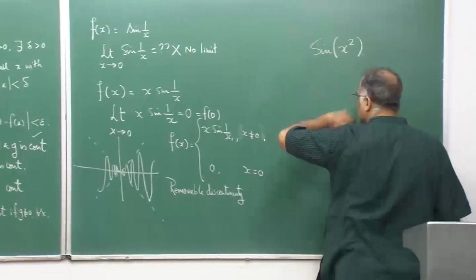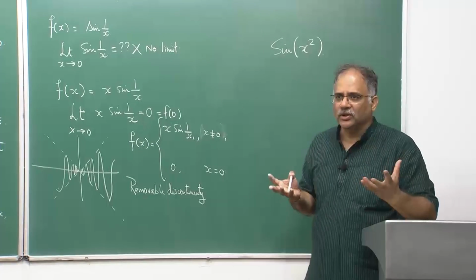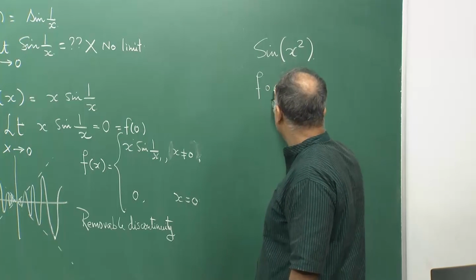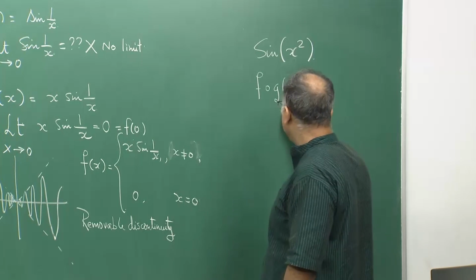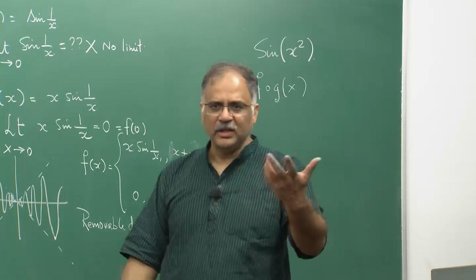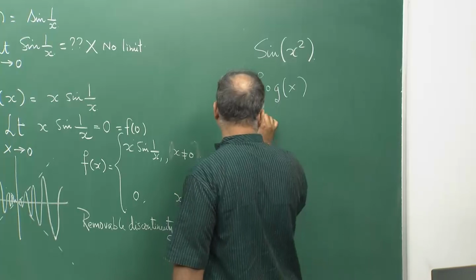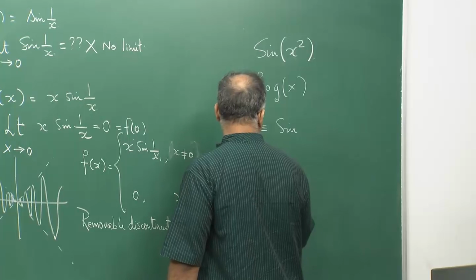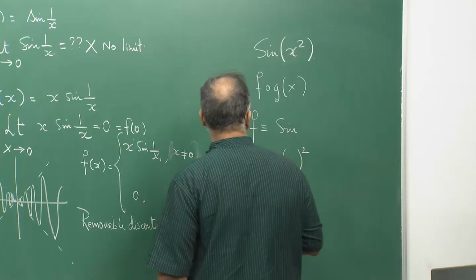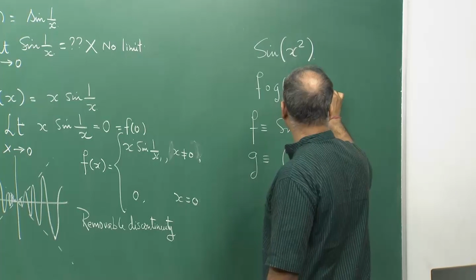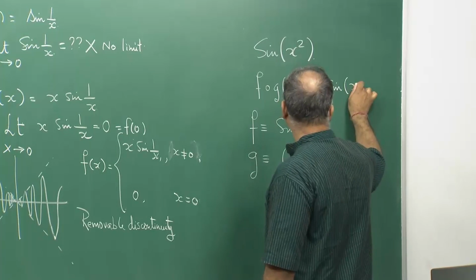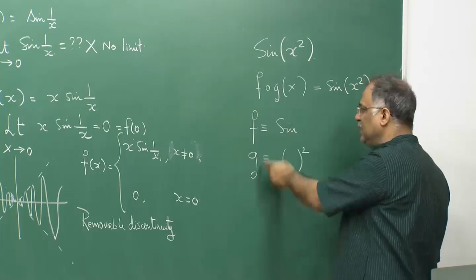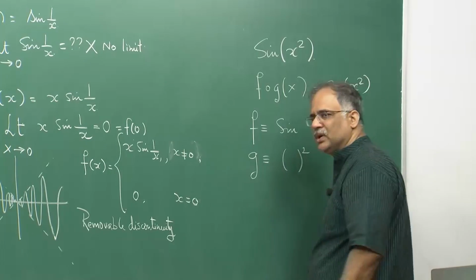But behind the idea that this function is continuous is an idea of composition of functions, because this function can be written in the following way. First you apply the function g on x and then apply the sine function. If I take my f as a sine function and g as a squaring function, then f compose g is nothing but sine of x square. So you first take the x, then you square it, which gives you g of x, and then you apply f on it, which will be sine of x square.